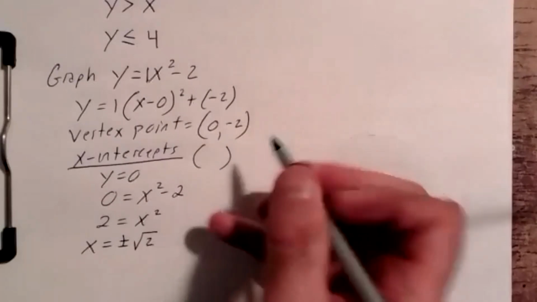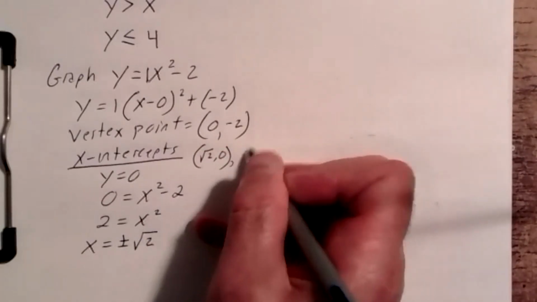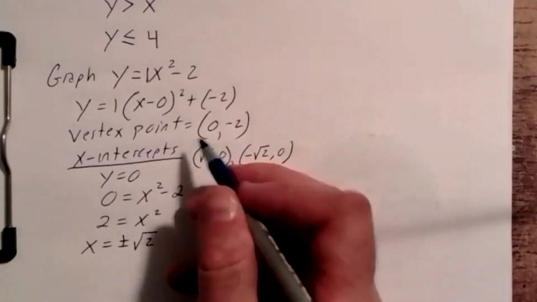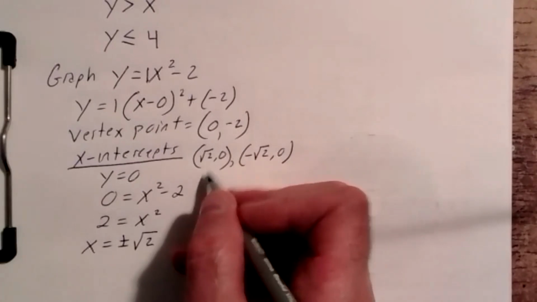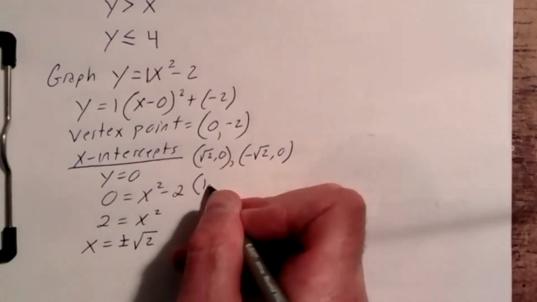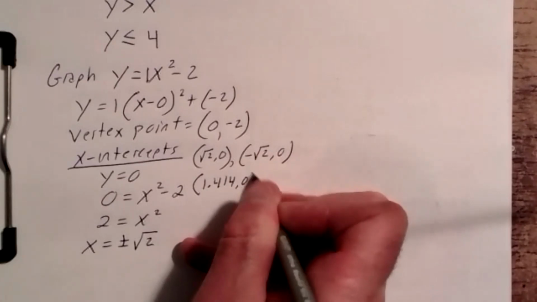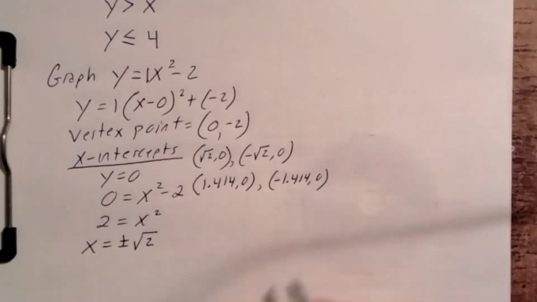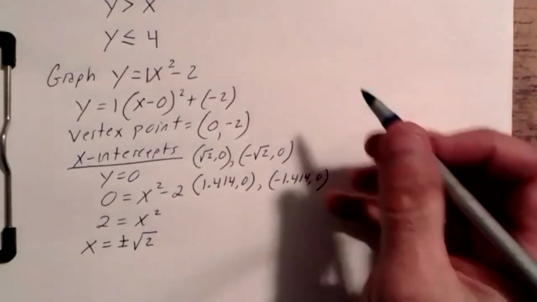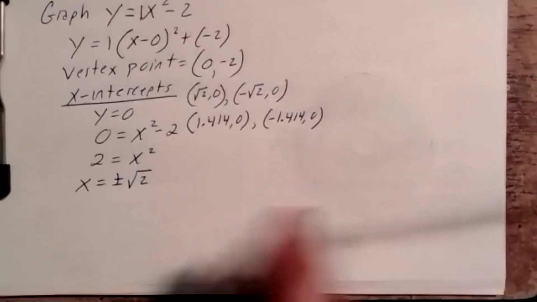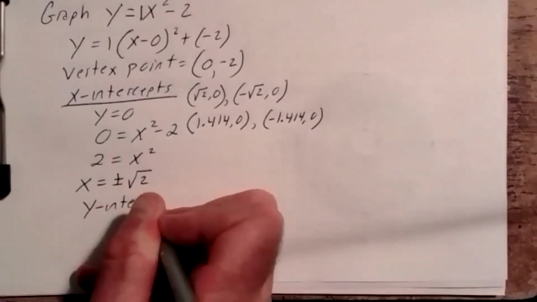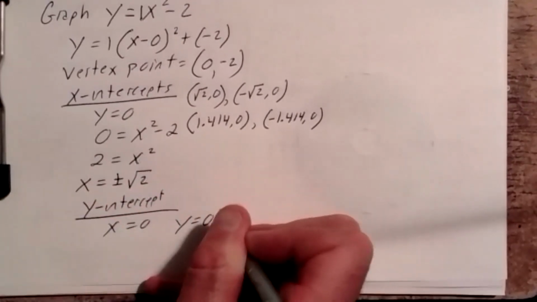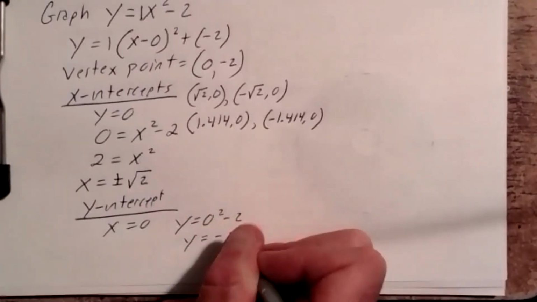Ladies and gentlemen, we have 2 x-intercepts. One's going to be (positive root 2, 0). The other one's going to be (negative root 2, 0). Those are your x-intercepts. For plotting purposes, the square root of 2 is about 1.414. So approximately 1.414 is one of your x-intercepts. The other one will be negative 1.414. If you're interested in knowing about the y-intercept, we could easily find it by setting x equal to 0. Let x be 0, so y is equal to 0 squared minus 2, which means y is equal to -2.